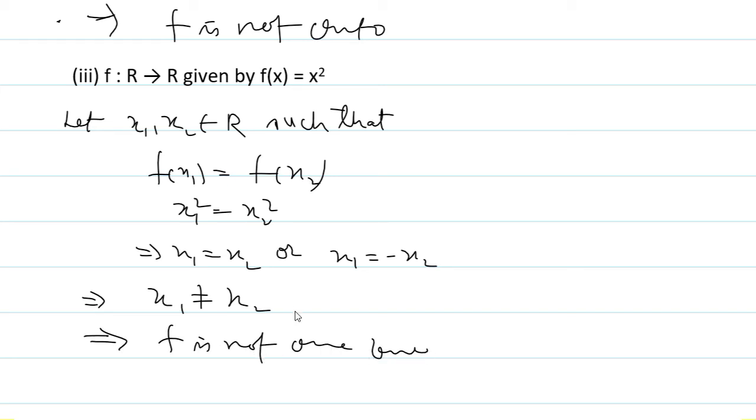It will be 1-1 only when x1 is equal to x2. Here we may get x1 equal to minus of x2. Hence, in this case, f is not 1-1, that is, injective.